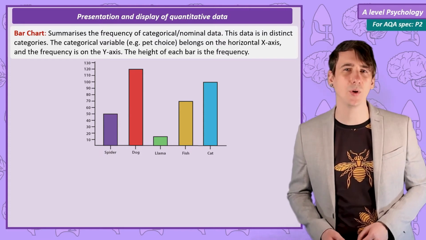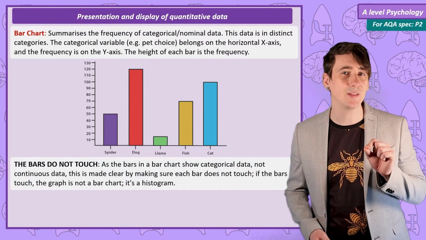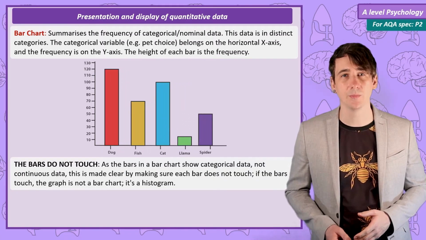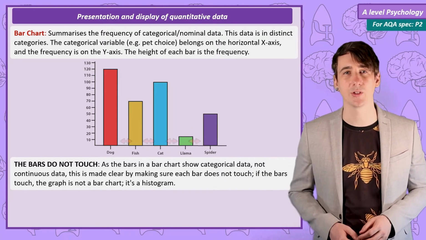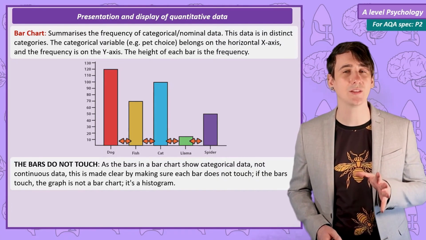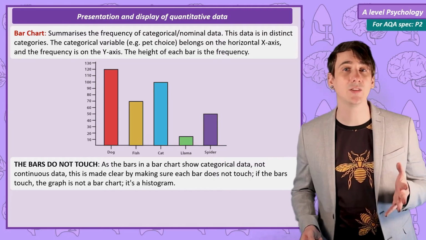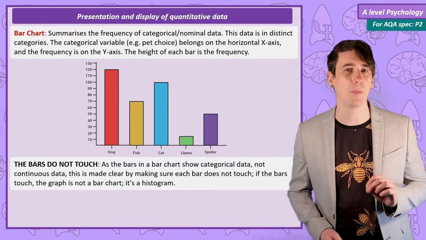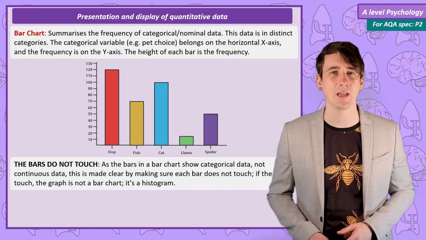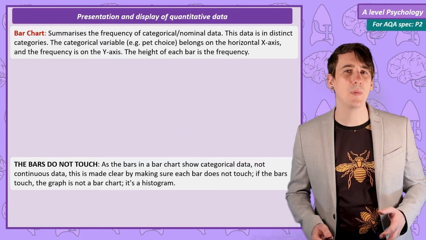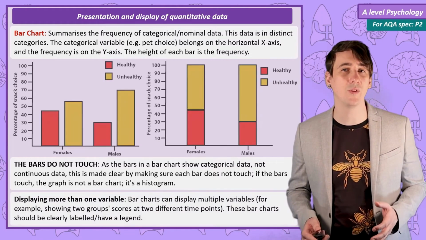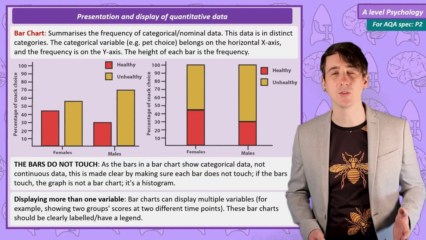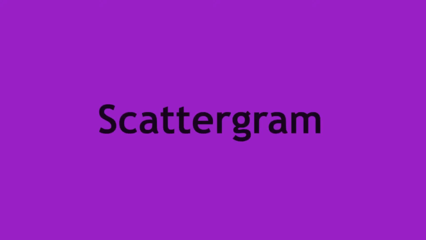A very important point to make about bar charts is, as each bar is a distinct category and could be arranged in any order, the bars do not touch. If they touch, this suggests continuous data, and that's a histogram, not a bar chart. So be very careful when you draw a bar chart, as it's an easy mistake to make. Now, it might be that a bar chart shows more than one variable at the same time. If this is the case, then the chart will have a legend or will be appropriately labelled.